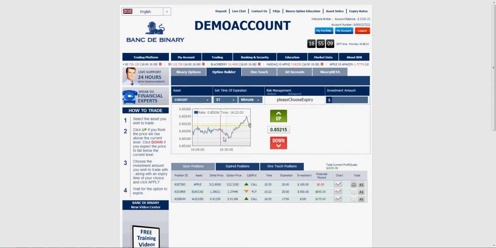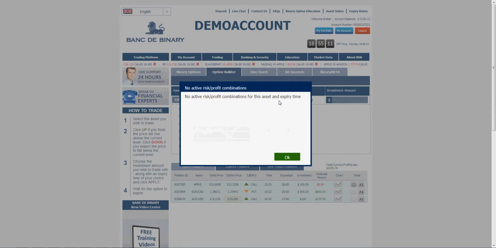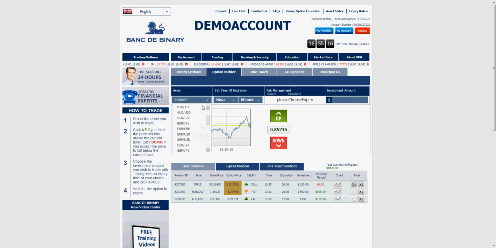So we're taking, for example, 9 o'clock, no active risk-profit combination. Why? Because we're looking at the Euro GBP and the GBP will be closed at that time. So you have to make sure also that the asset is available at that time. So that's the only catch here, if you can call it a catch. You have to know what you're trading on.